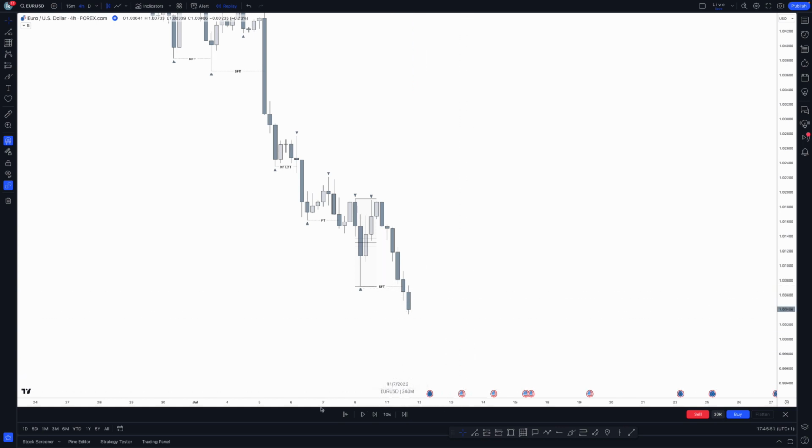So overall, this is the way that I look at the 4 hour. This is how I find my intraday and daily bias. Super simple, very, very mechanical, and it's a really effective way of finding a bias. So it's just that simple.